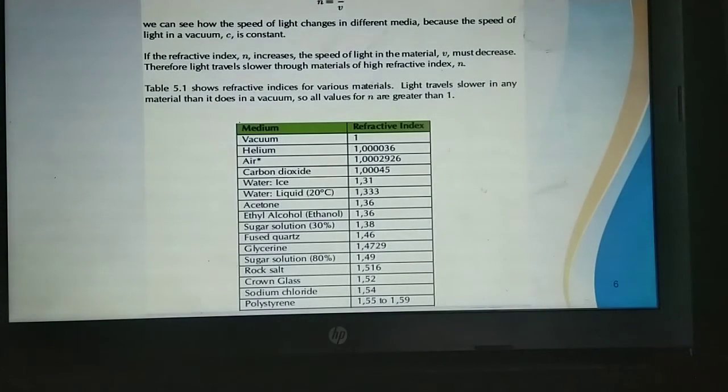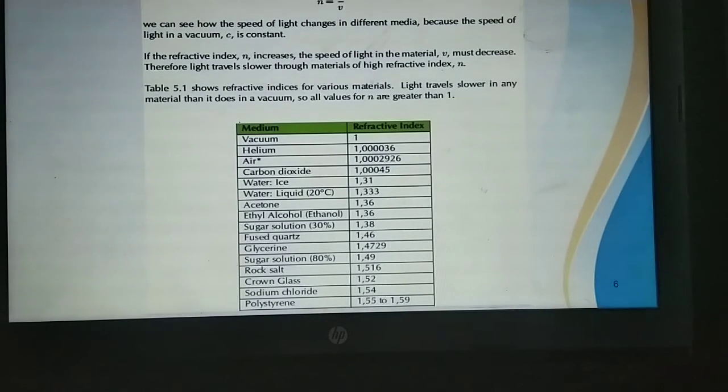We can use the definition of a refractive index, which is N equals C divided by V. We can see the speed of light changes in different media, because the speed of light in a vacuum is constant. Constant means without changing. If the refractive index N increases, the speed of light in a material V must decrease.